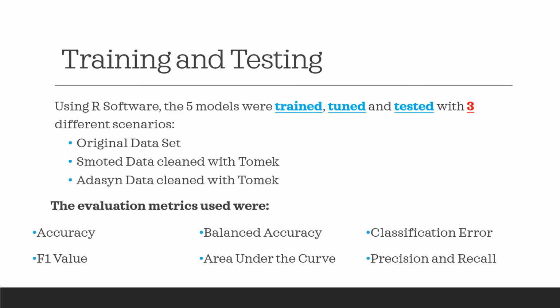Using R software, the 5 models were trained, tuned, and tested with 3 different scenarios: the original dataset, SMOTE dataset cleaned with TOMEC, and AdaSim data cleaned with TOMEC. And the evaluation metrics used were accuracy, F1 value, balanced accuracy, area under the curve, classification error, and precision and recall.